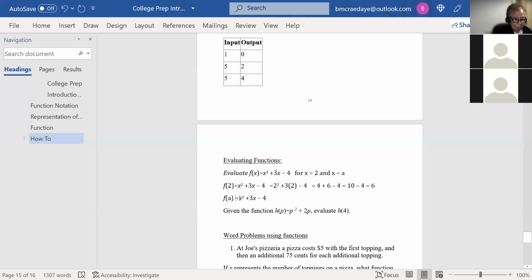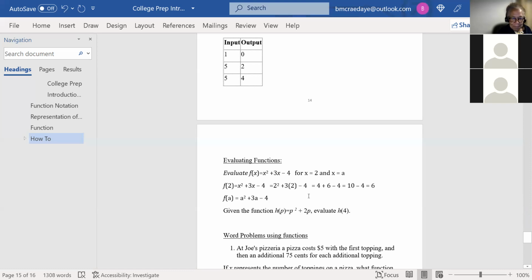A squared, second power there, right? That's A squared. And then what do I put here for the X? 3A minus 4. That's it. That's the answer. Wherever you see an X, you want to put an A. So X squared becomes A squared. 3X becomes 3A.